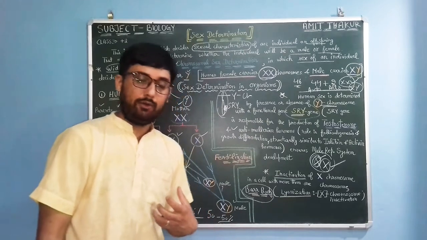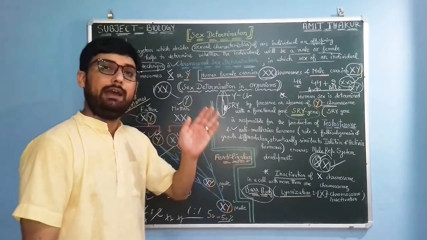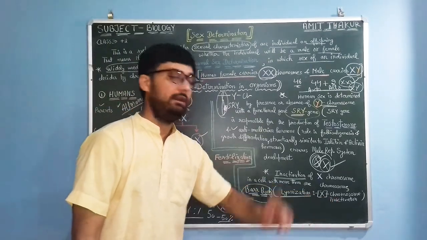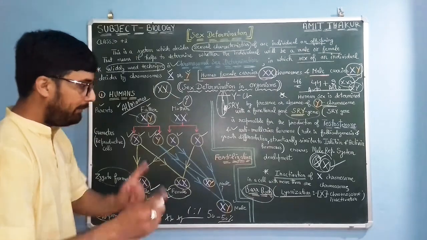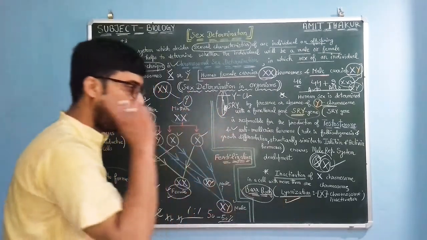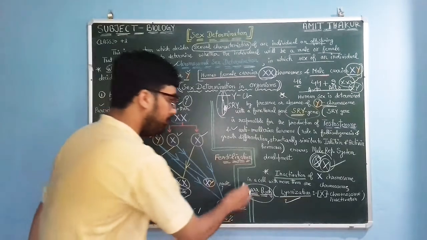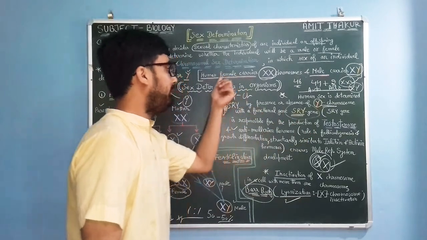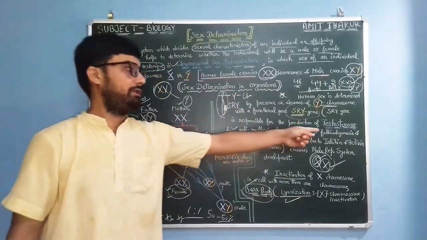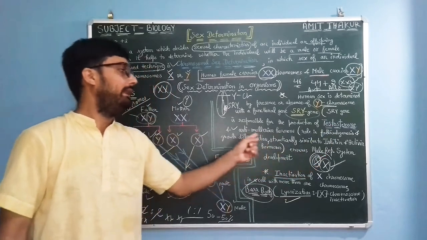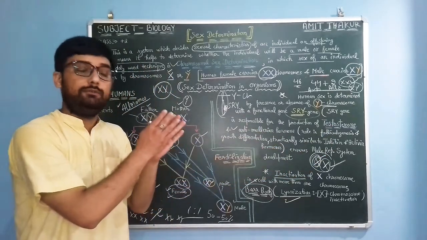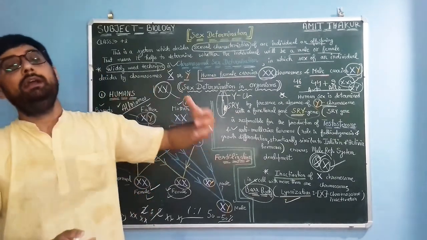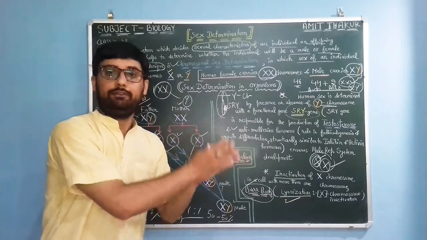This process of inactivation of one X chromosome is known as lyonization, X chromosome inactivation. So here you have learned this lyonization, inactivation of X chromosome, bar body, the inactivated X chromosome, and the SRY gene on Y chromosome responsible for the production of testosterone and anti-Mullerian hormone, which are responsible for the development of the male reproductive system and all the male sex characteristics.